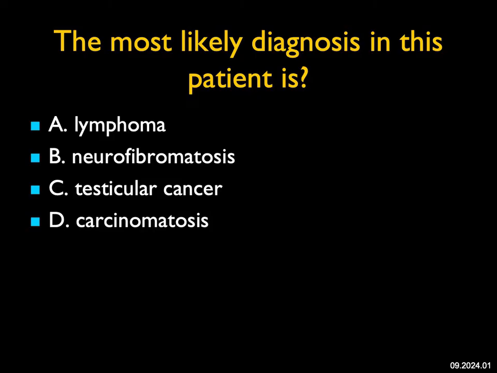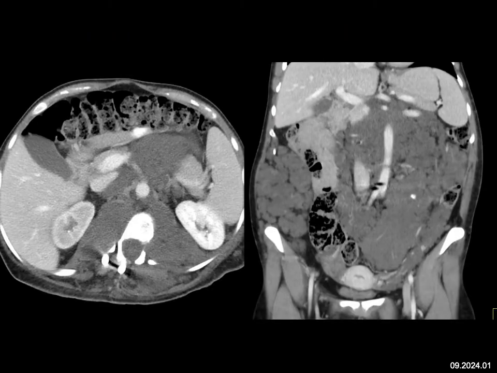The most likely diagnosis in this patient is, this is kind of a tricky case. It looks like you have lots of soft tissue masses involving the paraspinal region extending into the mesentery. They extend down into the pelvis on the coronal view, so they're very extensive. Also, you see masses in the right flank. What could this be? It's homogeneous and low density.